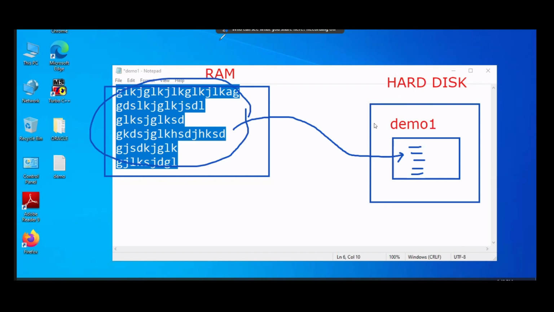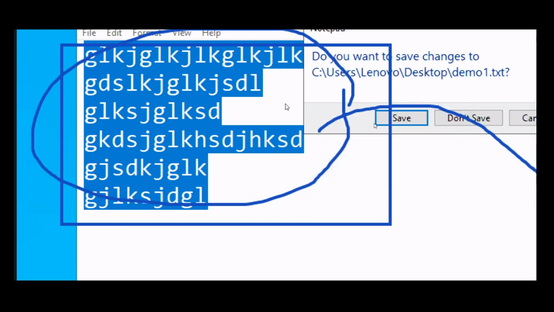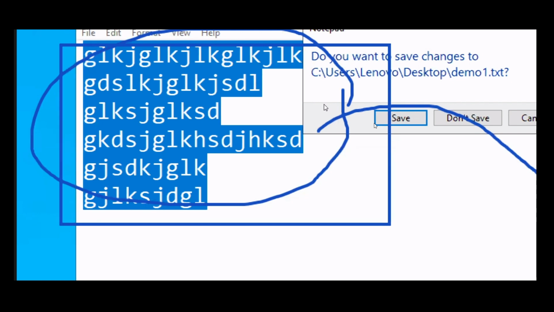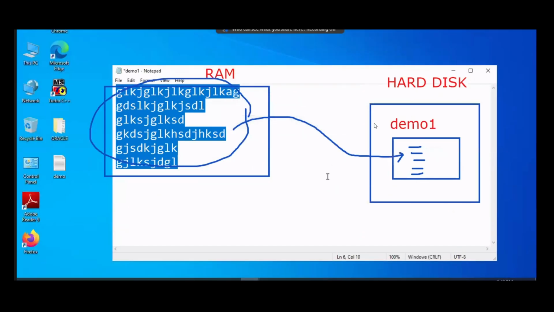For this, which option are we using here? Save option. That's it. Suppose I close this window, it gives one warning. Observe here. Do you want to save changes to demo1.txt? It is asking: this data is in the RAM, do you want to move it to the demo1 file? Why? Because it is not saved. You lost the data.